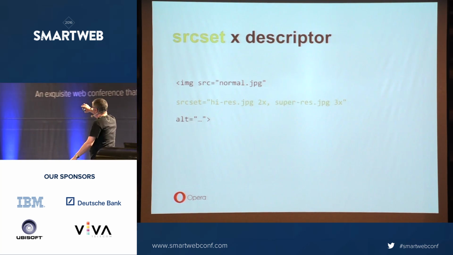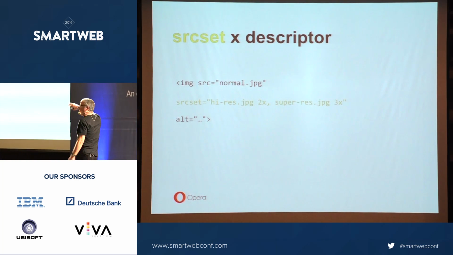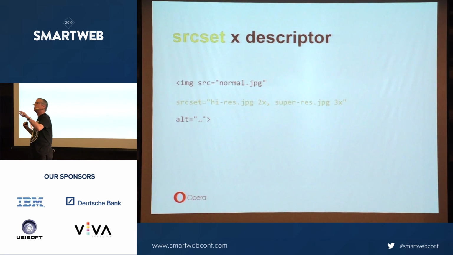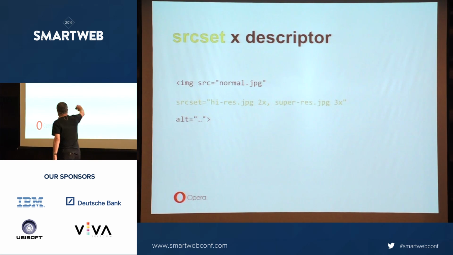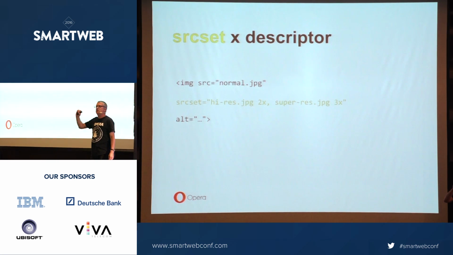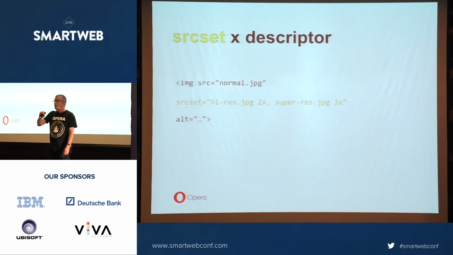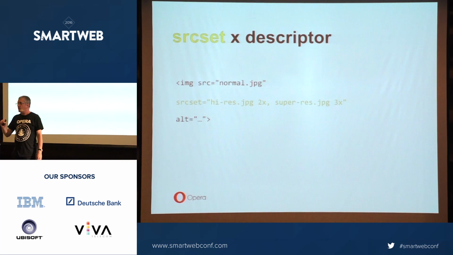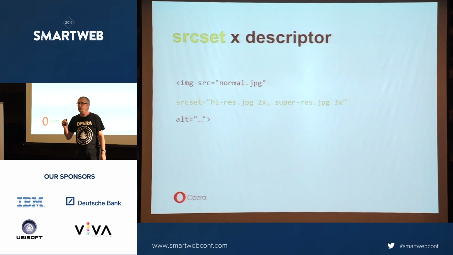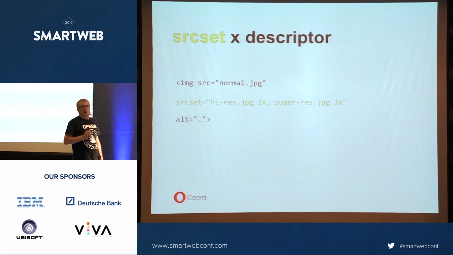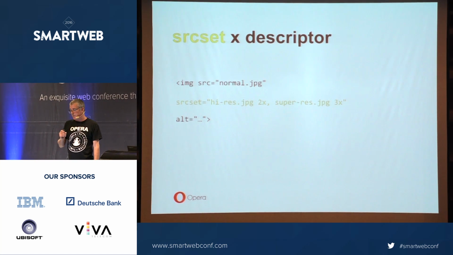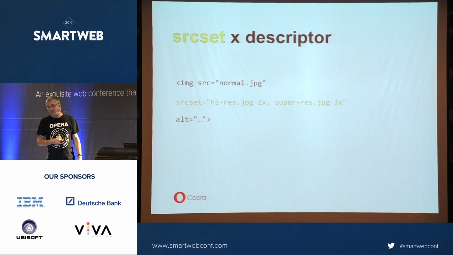And you can chain these, so you can have a super res JPEG for browsers that have 3 physical pixels for 1 CSS pixel. Now, if you're looking at that, you're probably thinking, what happens for devices that have 2.5 physical pixels for 1 CSS pixel? Which one will they choose? How can you know? And the answer is, you cannot know. You will never know as a developer. And the reason is this.